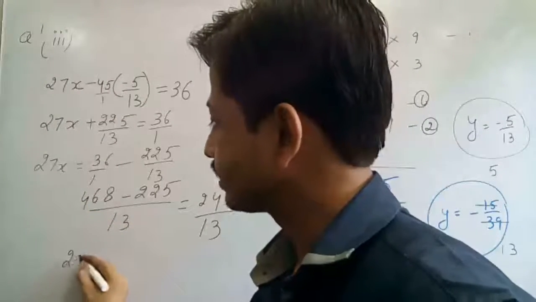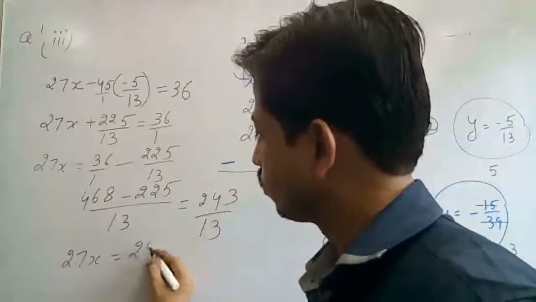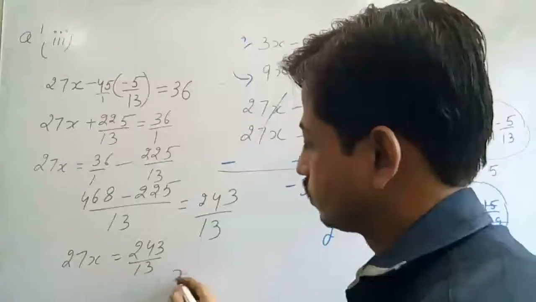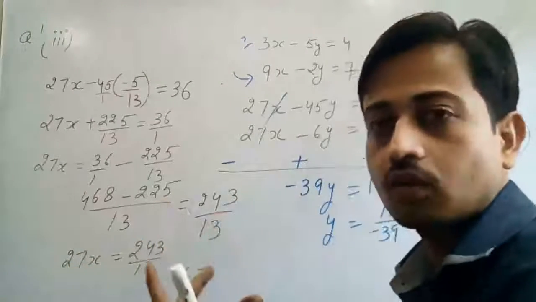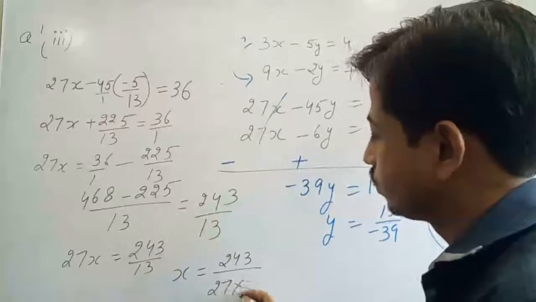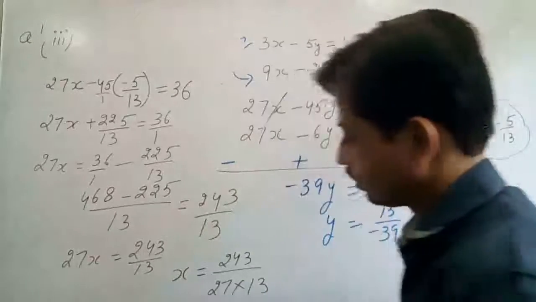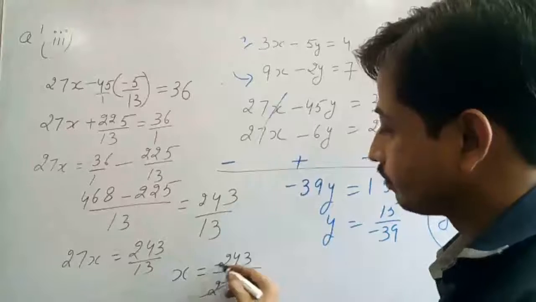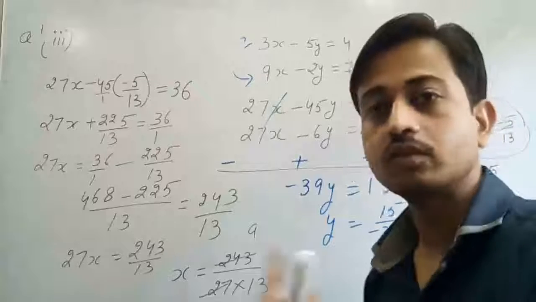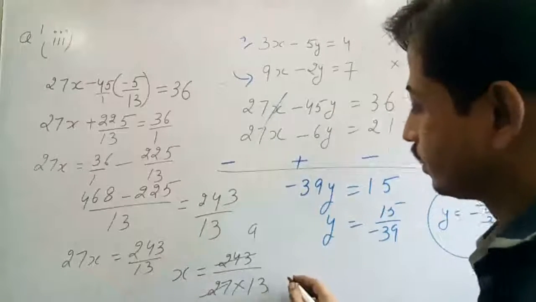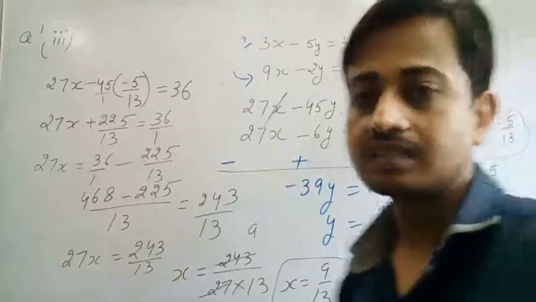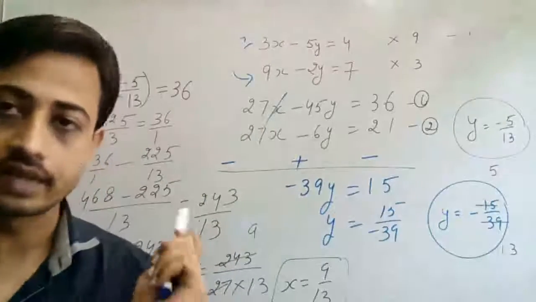Now solve this. 27x is equal to what? 243 divided by 13. And we have to get the value of x. So we take 27 on the right hand side. It becomes 243 divided by 27 into 13. Do multiply. 27 into 9, because 9 into 7 is 63. Carry 6. 9 2s are 18. 18 and 6, 24. So it cancels with 9. So we get x is equal to 9 by 13. This is the answer. x is equal to 9 by 13. So please make a note.